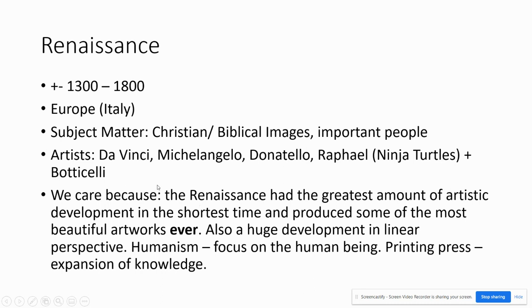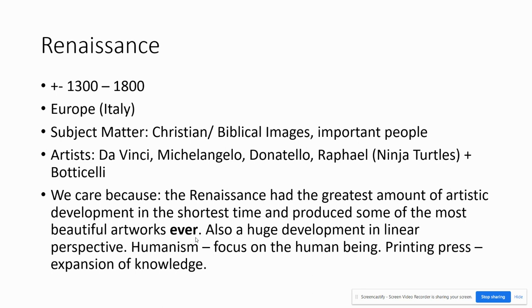Okay, reason we care. Why do we care? Why do we study this? So the Renaissance had the greatest amount of artistic development in the shortest period of time. So you think that 500 years is a lot of time, but in the context of human history, it's very short. But the way that our technology developed and changed in those 500 years and the way that it affected art was very rapid, especially when you compare it to the art of the Middle Ages, which came right before this. Huge changes. So artistic development, and it also produced some of the most beautiful artworks that have ever existed.